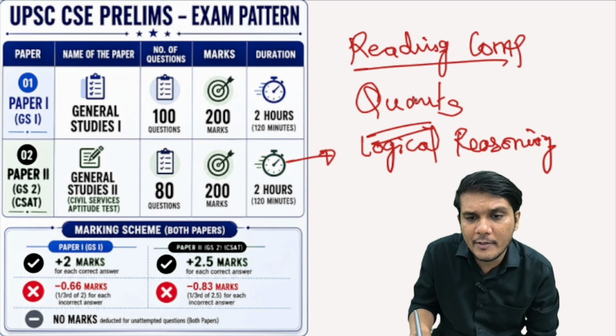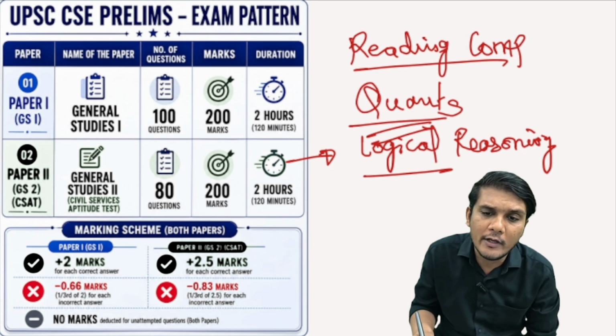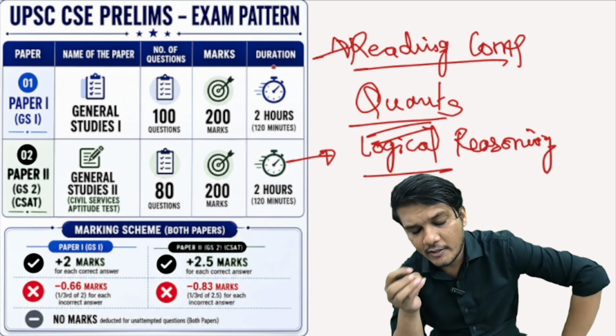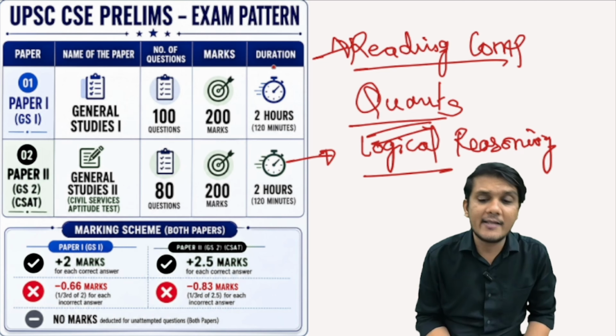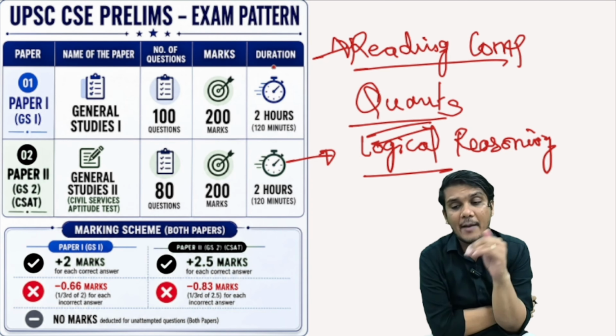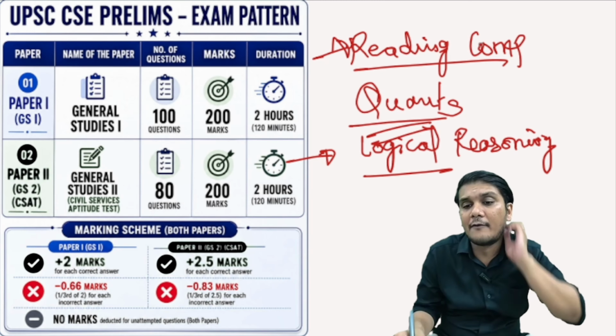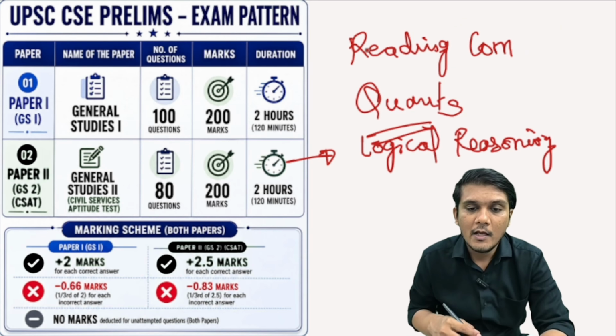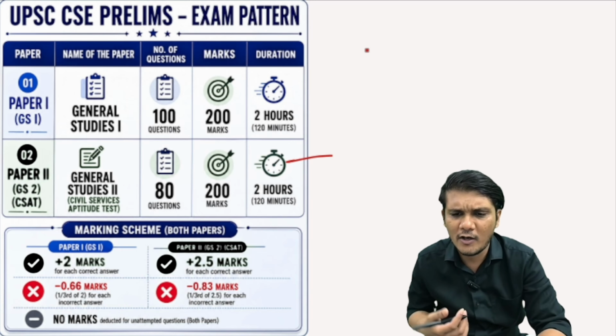Now, please don't be of the idea that if I do only reading comprehension, I will clear. No, that will not happen. First of all, reading comprehension questions can be difficult, can be confusing. At the same time, the number of questions may drop as it happened in 2026, and so on. So you will have to study everything over here. I hope that's clear. So this is basically the syllabus for the CSAT paper.